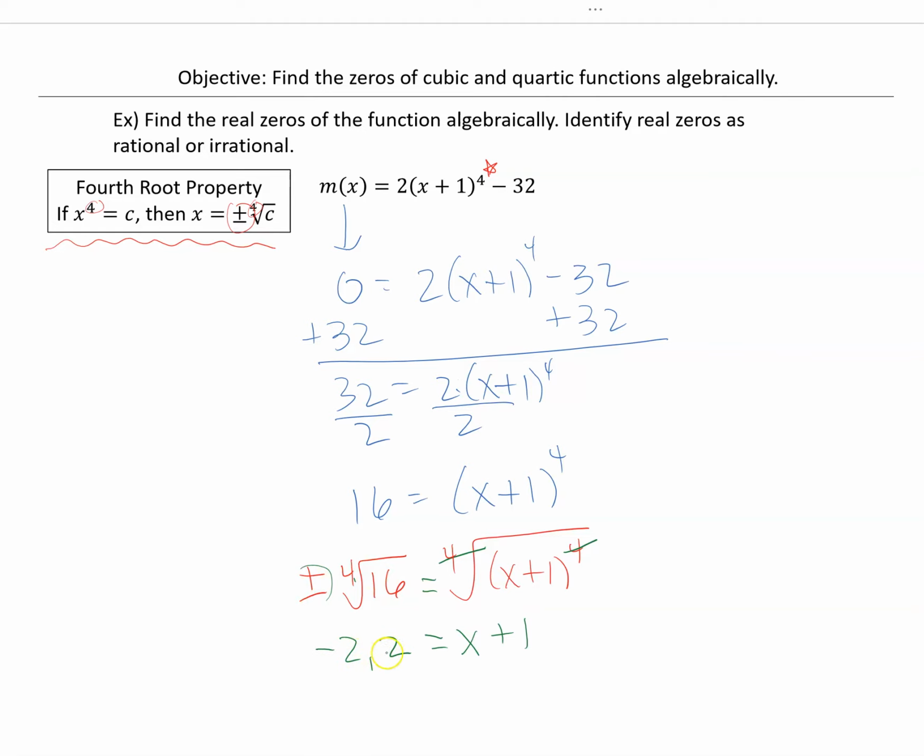You might recall we had to split them at this point in other problem solving similar to this, because when we subtract 1 from negative 2, it's different than subtracting it from positive 2. We don't get opposites. We get a negative 3 and we get a positive 1. So we have two zeros in this case, negative 3 and 1, and they are both rational.